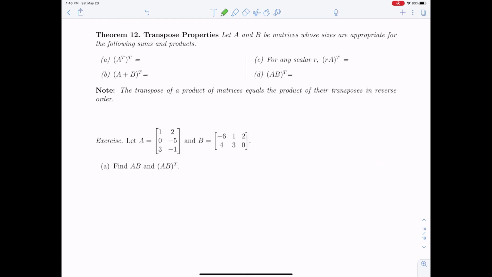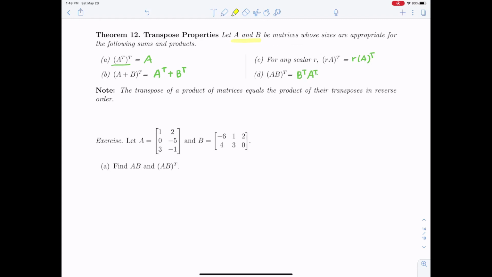So there are several properties about transposing matrices. Suppose that you have matrices A and B, then A transpose transpose, that is, you're switching rows and columns, and then switching that again, will restore the original matrix. So A transpose transpose equals the original matrix A. And A plus B whole transpose is the same as, well, we can first transpose the matrices and then add them together. And for any scalar r, r times A transpose is the same as r times A transpose. And AB transpose is the same as B transpose times A transpose.